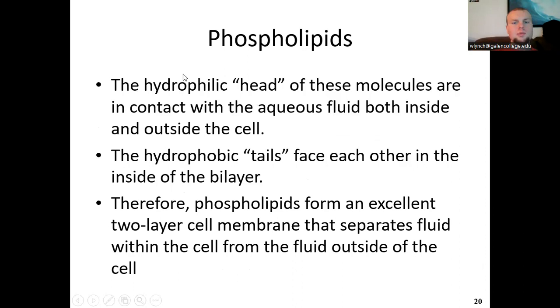That hydrophilic head group is going to point towards the inside or outside aqueous environment. The hydrophobic tail is going to face inward towards the middle of the bilayer. And this is going to inherently give us a two-layer cell membrane structure. It will automatically form this structure without any external input because of the properties of the head and the tail.